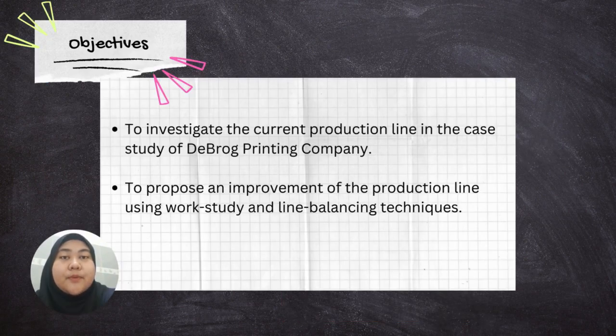Next is our project objective, which is to investigate the current production line in the case study of Debrog printing company, and the second is to propose an improvement of the production line using work study and line balancing technique.